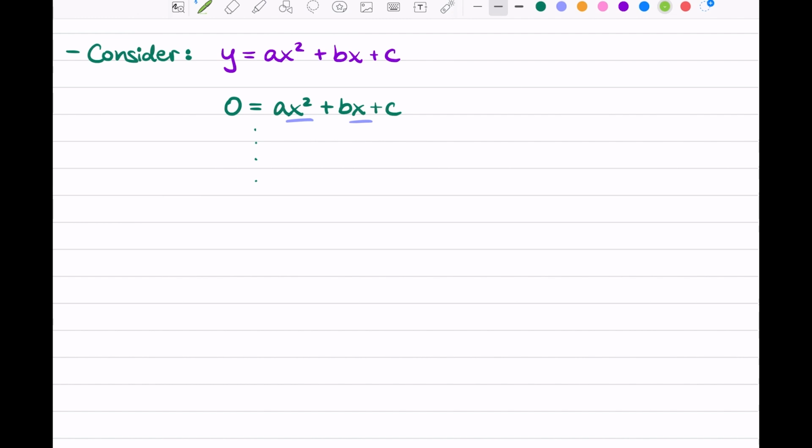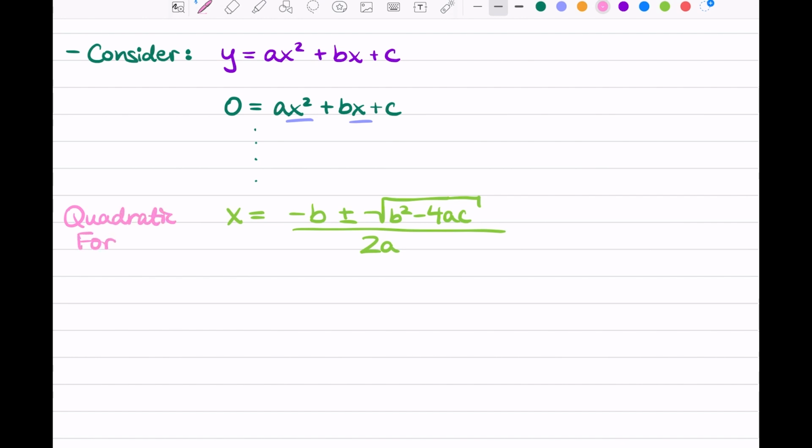So they discovered that if you have any quadratic equation, the x value for the root is equal to -b plus or minus the square root of b squared minus 4ac, and all of this is divided by 2 times a. And we call this the quadratic formula. And this formula says that for any quadratic equation, if you can identify the a, b, and c, all you need to do is plug them into this formula and you can find the roots.